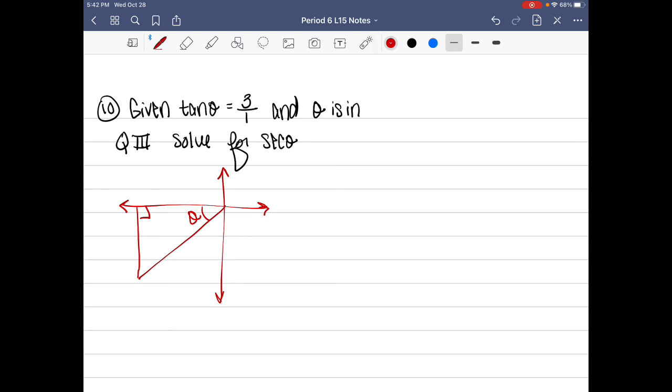Tangent is 3 over 1, so this is opposite over adjacent. Opposite is 3, adjacent is 1. Then I encouraged us to take a step back, look at our triangle, and see what we got. I have to point out, which everybody always forgets, that this leg is negative and that leg is negative. It makes sense, because negative divided by negative is positive. So this theta could have been in quadrant 1 or in quadrant 3 here.